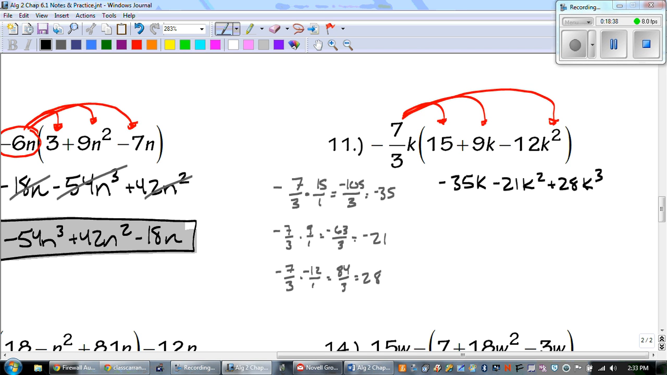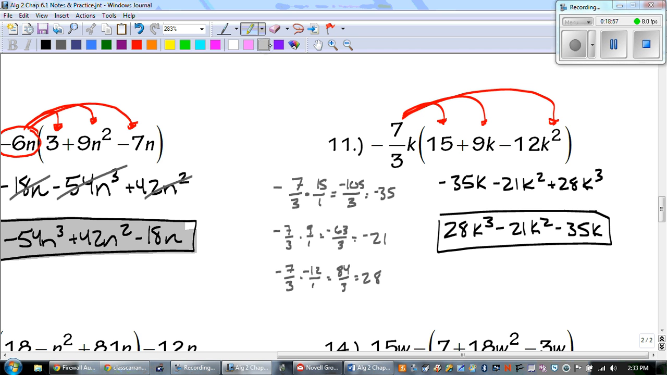Right? Okay, so once again, let's put them in order. So my biggest exponent comes first, so that's the 28k cubed minus 21k squared minus 35k. Woo, a lot of work, huh?